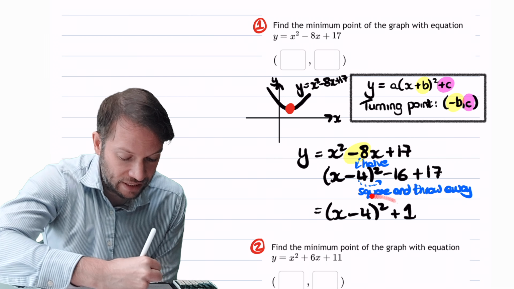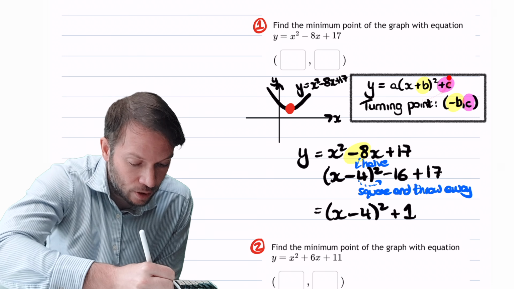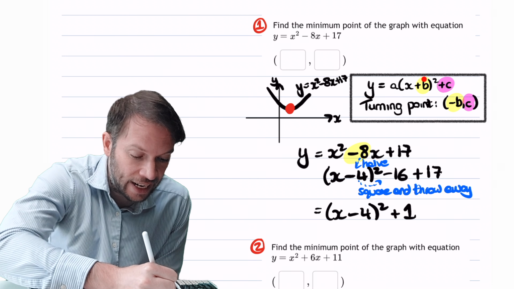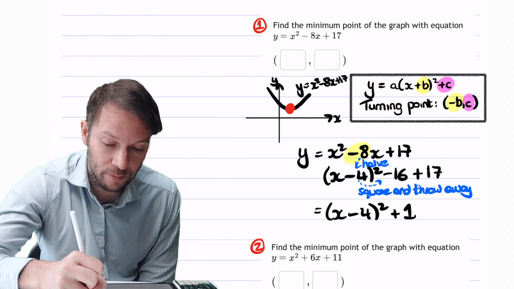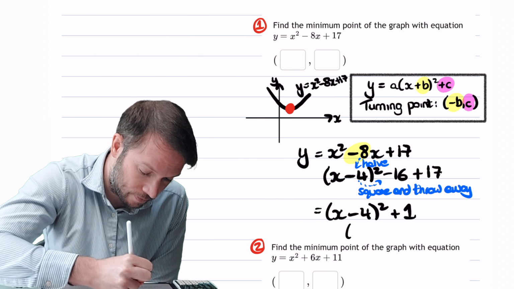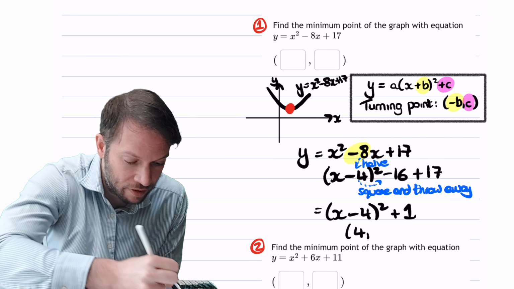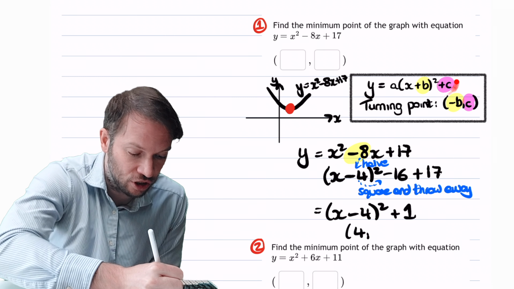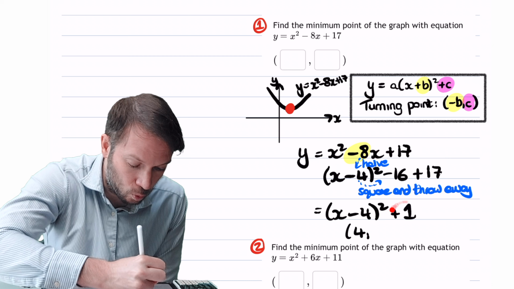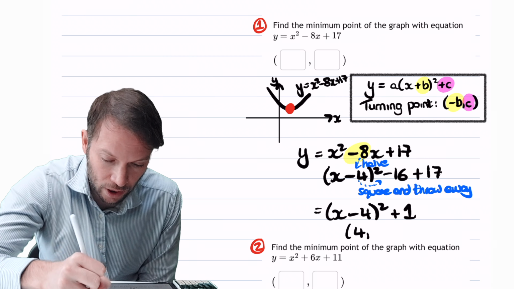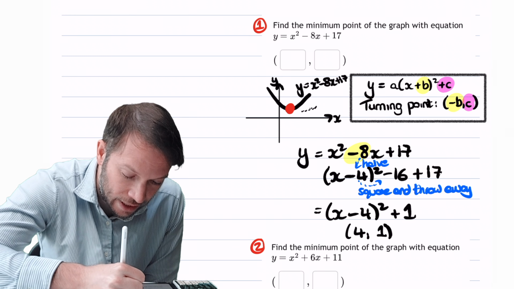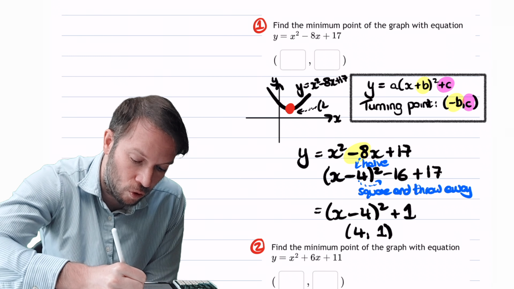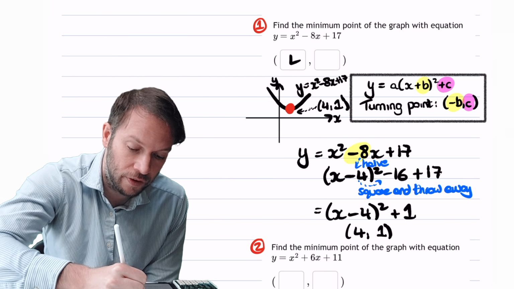Now, once we've got it in completed square form, we saw here that whatever the number is after the x, we negate it to become the x value of the turning point. So the minus 4, we negate it to become positive 4. And then whatever the number is after the square bracket, you just use that as the y value. So the 1 here, you use as the y value in the turning point. So we get 4, 1. So this turning point here, the minimum point, is 4, 1. And we've done the first question.